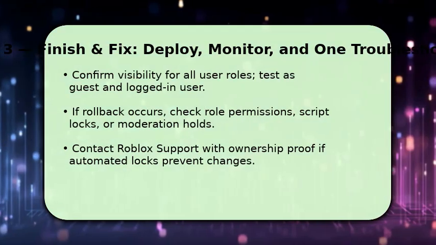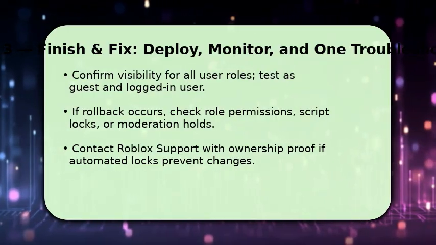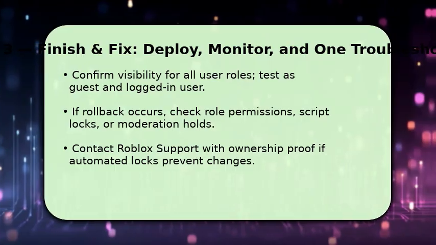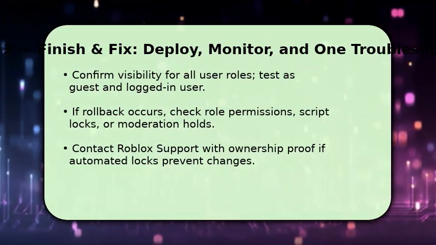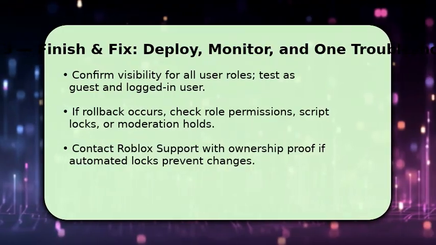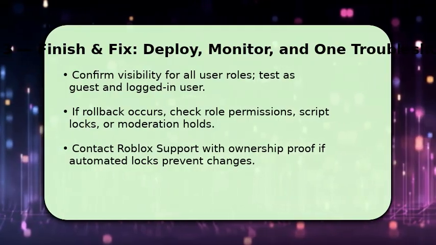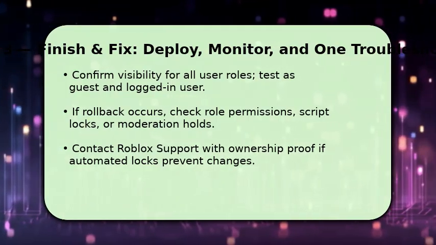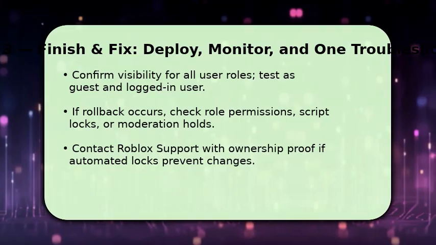Finish by verifying that the page is visible to intended users. Test as guest and as a normal user to catch permission gaps. If the archive reappears or edits are blocked, check for script locks, place version rollbacks, or moderation holds that enforce archived status. Make sure your account isn't limited. If automated systems prevent changes, gather ownership proof and contact Roblox support.